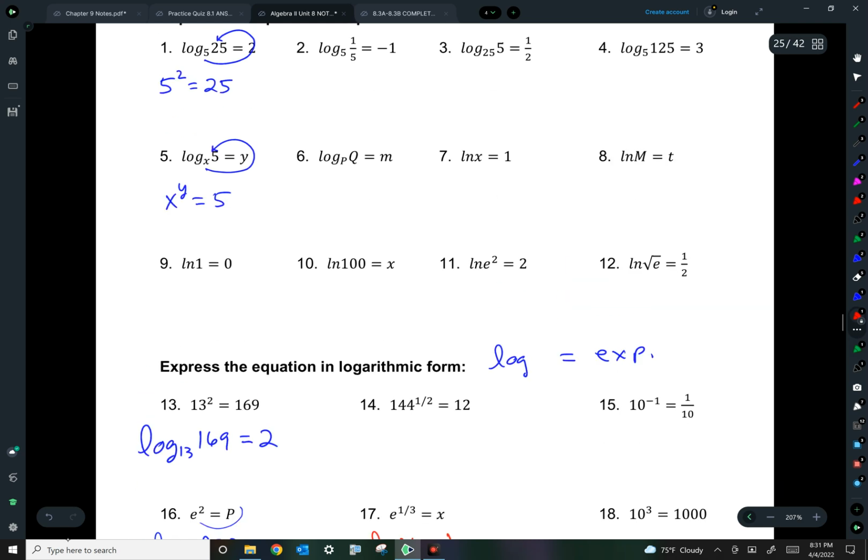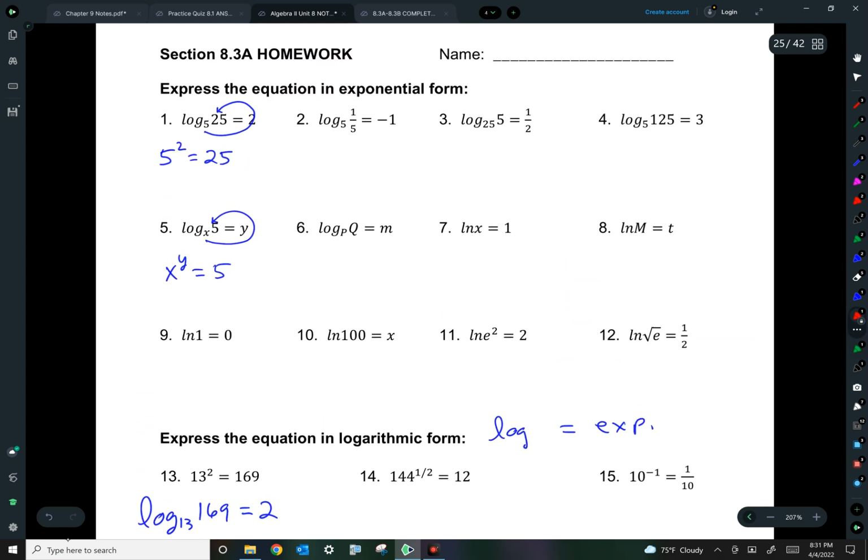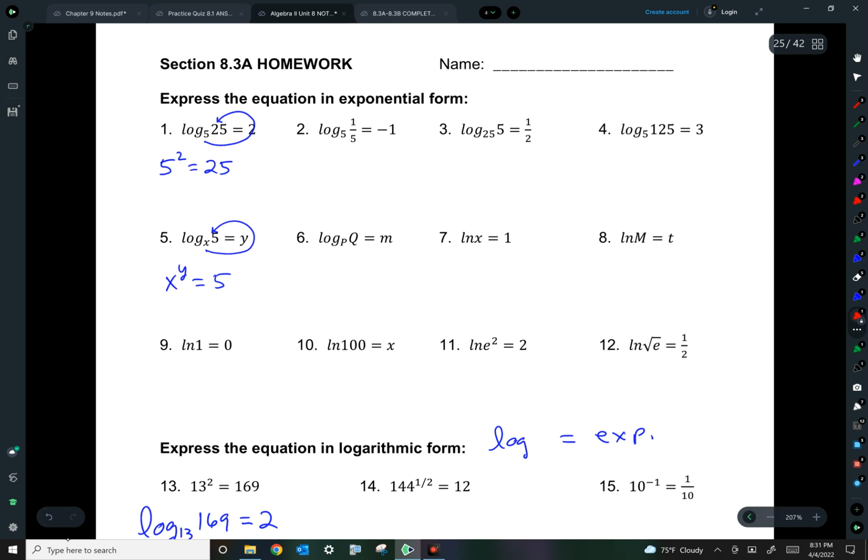I could go the other direction, come up here to number 7. What's the base right there that we don't see? Well, the base right there is e. So if I want to write it as an exponential, I would say e, which part is the exponent? Remember, the log always equals the exponent, so e to the first equals x. Or on number 8, what's the base? If it's an ln, I know the base is e, so e, the exponent is t, equals m.